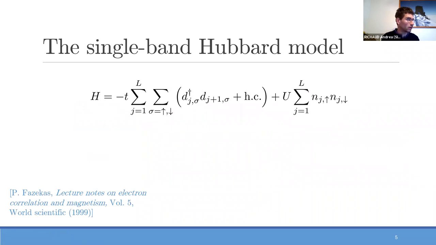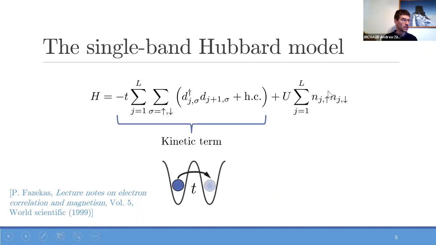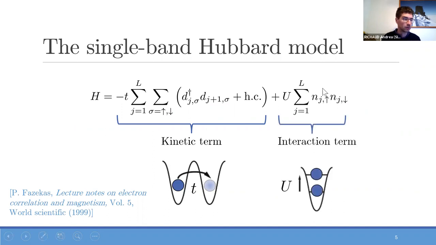I know that for sure you all know, but just for the sake of clarity, I would like to remind what a single band Hubbard model is. This is the Hamiltonian of a single band Hubbard model. You see that there is a kinetic term that favors hopping of particles between neighboring sites, and an interaction term which penalizes double or triple occupations.